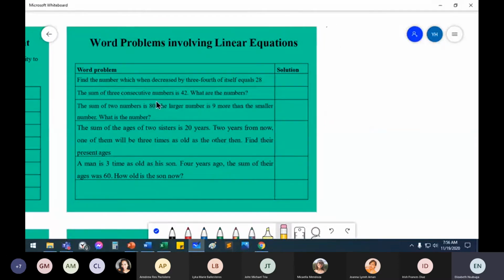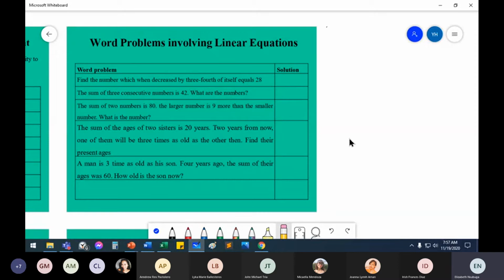The sum of 3 consecutive numbers is 42. What are the numbers? So you need to formulate an equation using variables. What does consecutive mean? Numbers coming up one after the other. If you have 1, what will be next to 1? Next to 1 is 2, next to 2 is 3. So they are consecutive. We need to analyze this very well.